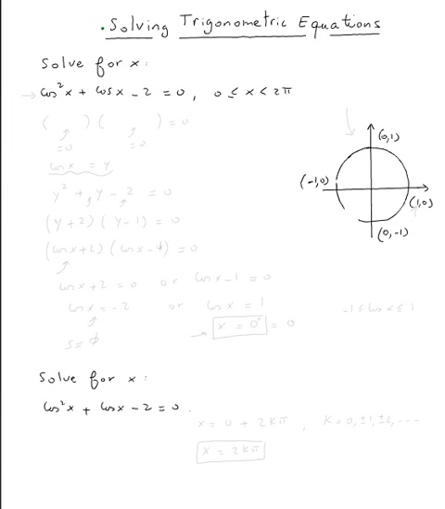The topic here is solving trigonometric equations. So let's do this example. Solve cosine squared x plus cosine x minus 2 equals 0, where x is between 0 and 2 pi. 2 pi is not included.